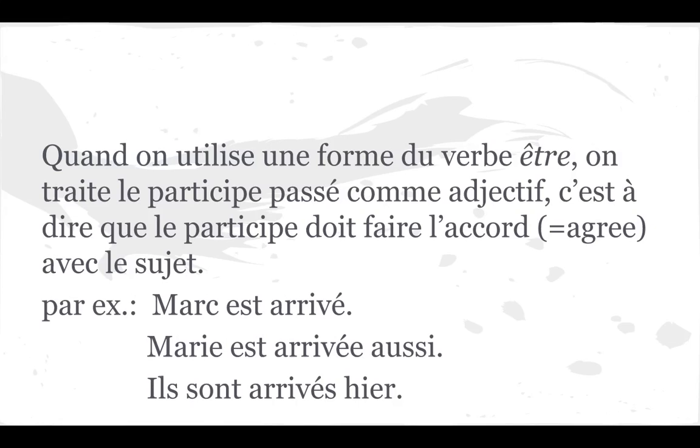So look at the three examples. Marc is one guy, so you don't put anything on the end of your past participle. Marie est arrivée, you add this E because she is feminine. Ils, plural, requires an S on the end. If we would have elles, plural, it would require an ES. So you treat that past participle just like an adjective.